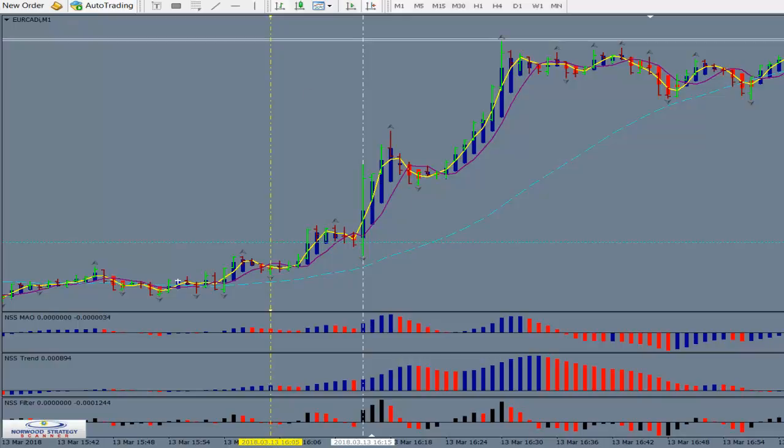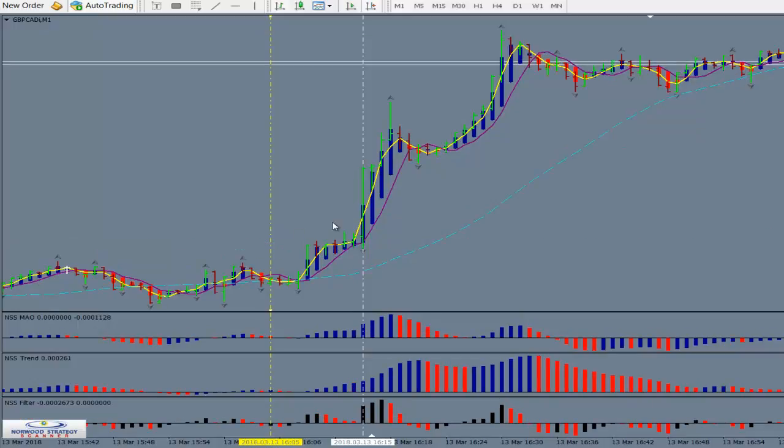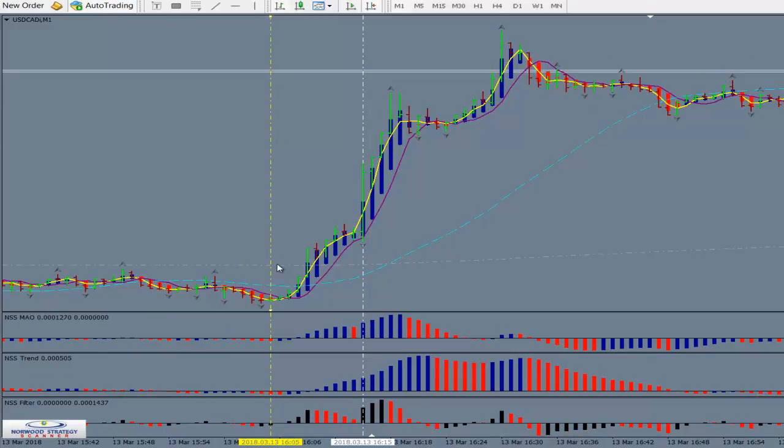And so the Euro CAD was moving. Now let's look at the pound CAD. Well, it was moving also. So basically the CAD pairs were the ones that were moving. And then the US CAD. You can see that all of them were moving in the same direction.